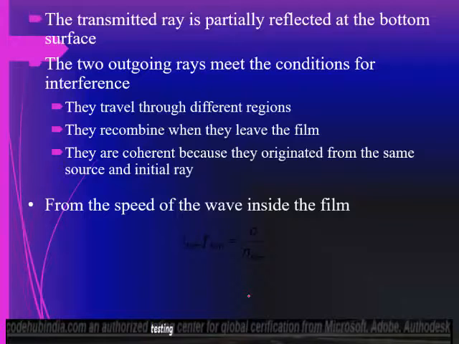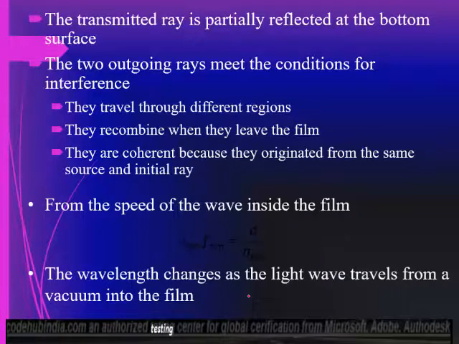Lambda in the medium equals lambda in vacuum divided by n. We get the wavelength change as the light wave travels from vacuum into the film, and the number of extra wavelengths is equal to 2d by lambda m.